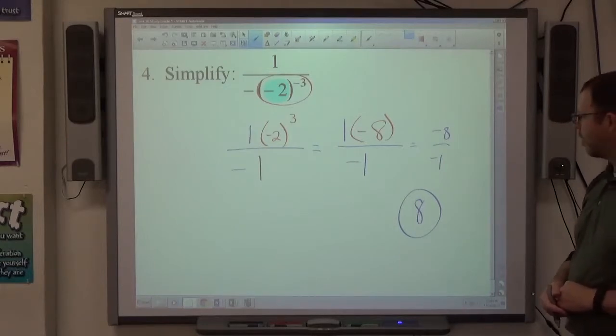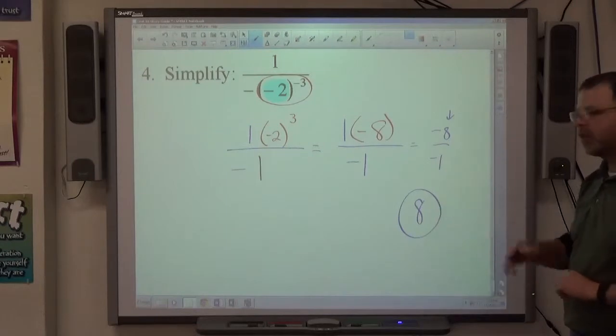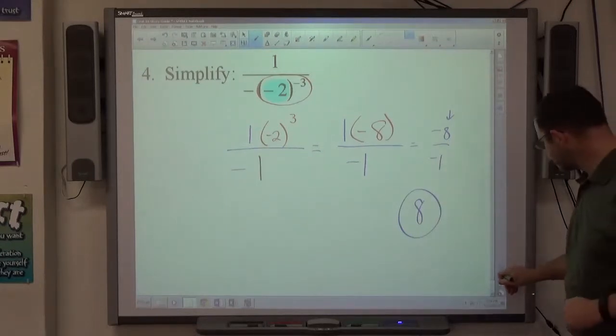I would accept 8 over 1 also. I would rather not have 2 negatives in the final answer. So make sure you get it down to either positive 8 or 8 over 1.